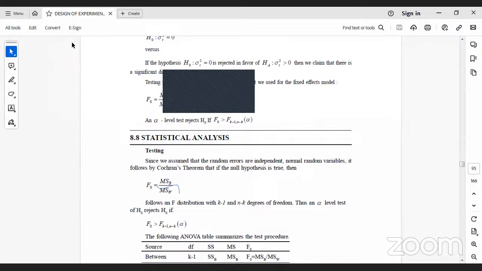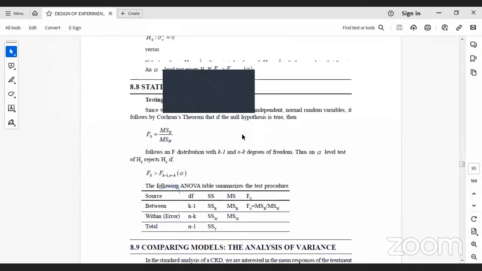The following ANOVA table represents the test procedure here. Source: degrees of freedom, between k minus 1, error N minus k, total N minus 1.